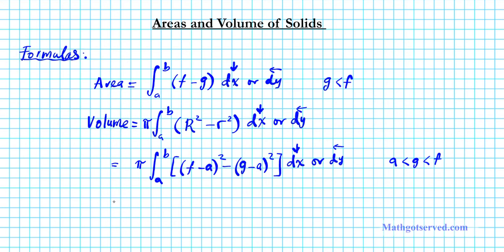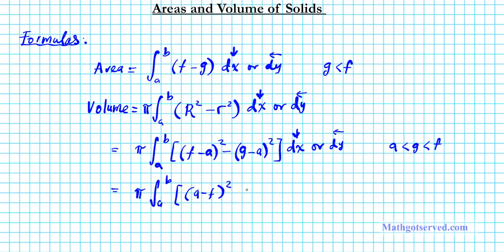Okay? And then the other situation we have is pi times the integral from a to b of a minus f, squared. This is big R. The difference here is a is bigger than both of the two functions. Okay, so a minus f squared will give you the outer radius, minus a minus g squared will give you the inner radius. dx, if your slice is perpendicular to the x-axis, or your radius is perpendicular to the x-axis, or dy, if your slice is perpendicular to the y-axis. This orientation is applicable when f is less than g and g is less than a.